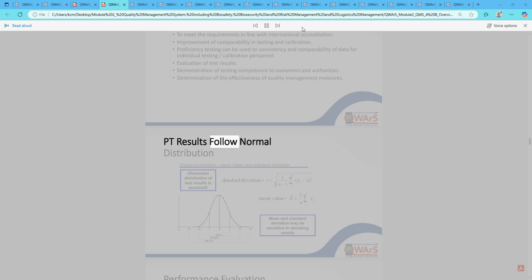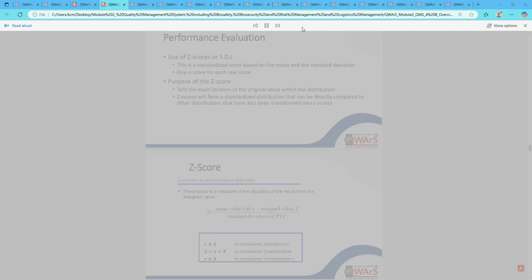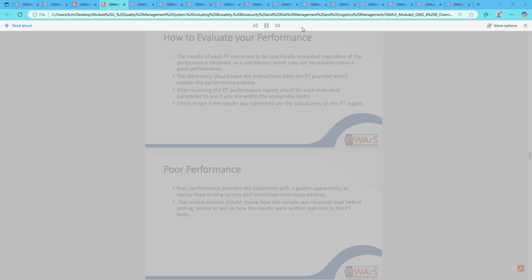PT results follow a normal distribution. Performance evaluation: use of Z-scores, a standardized score based on the mean and the standard deviation. There is one Z-score for each raw score. The purpose of the Z-score is to tell the exact location of the original value within the distribution. Z-scores form a standardized distribution that can be directly compared to other distributions that have also been transformed into Z-scores.